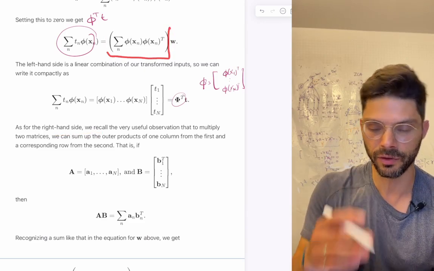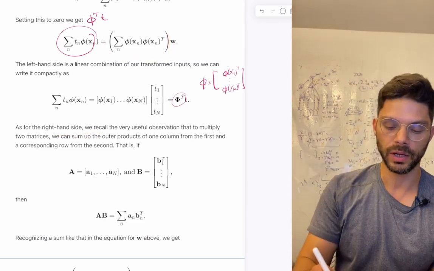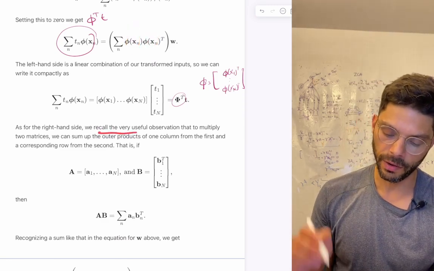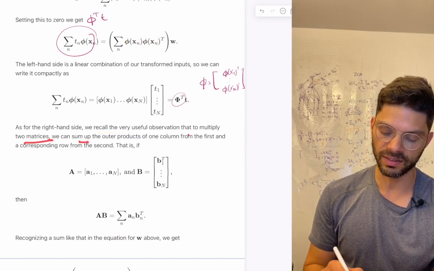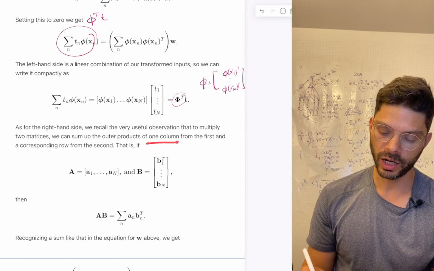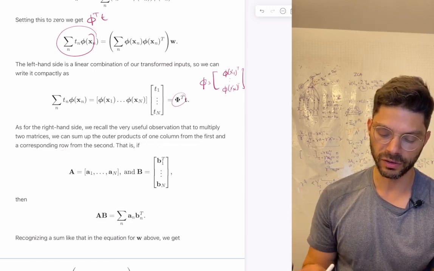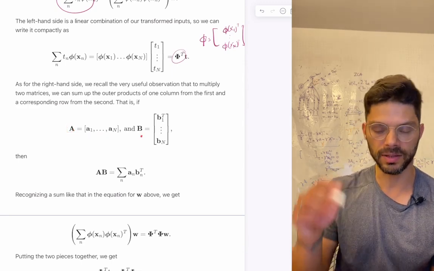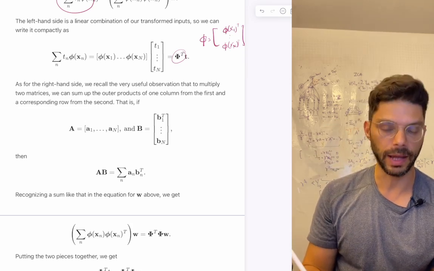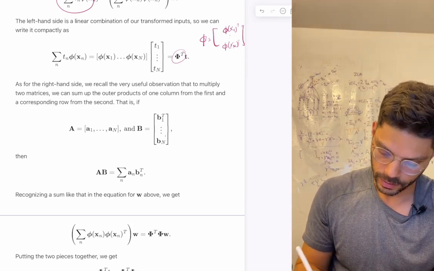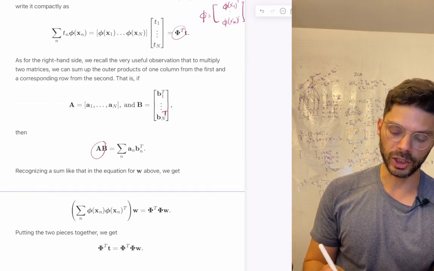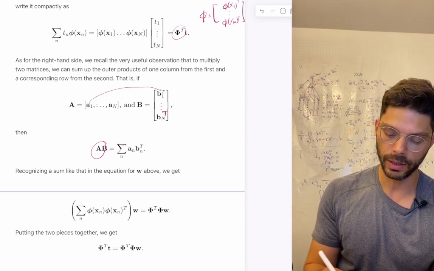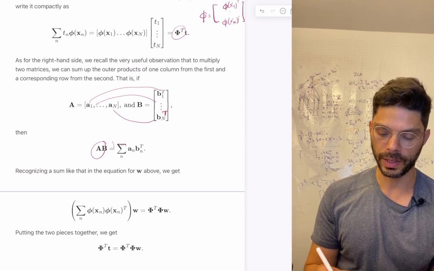a sum of outer products of columns with rows. To figure out what that is, we recall the very useful observation that to multiply two matrices, we can sum up the outer products of one column from the first and a corresponding row from the second. So if we've got A, which is a bunch of columns, A1 to AN, and B is a bunch of rows, B1 transpose to BN transpose, then when you multiply them, all you have to do is take the sum of the outer products of this one and that one, this one and that one, all the way to this one and that one, which is what we have here.